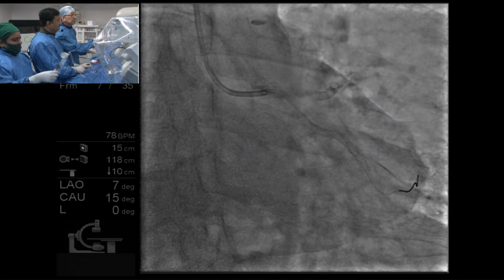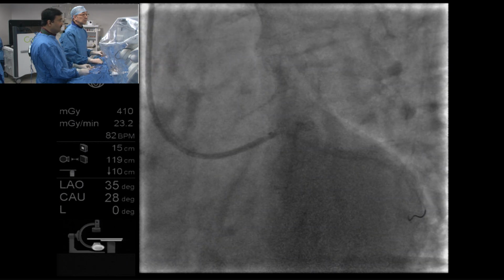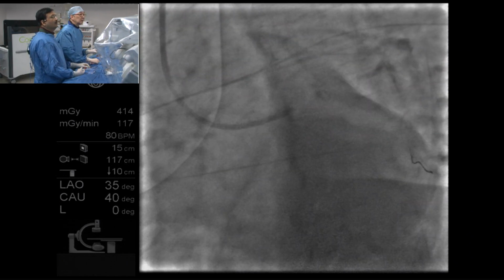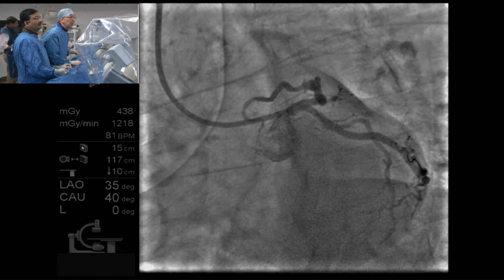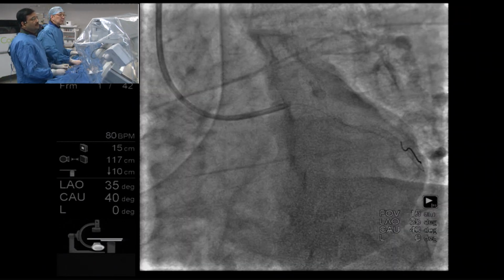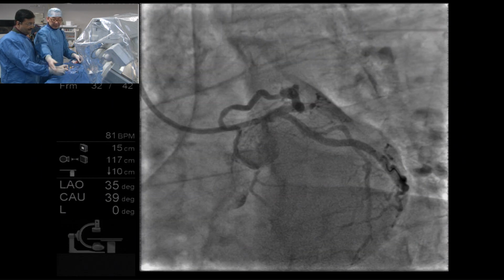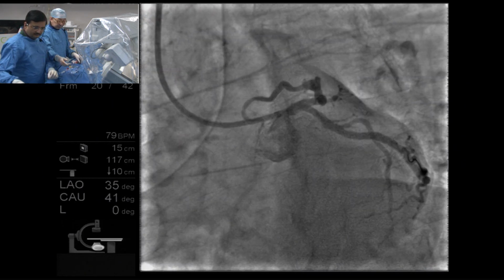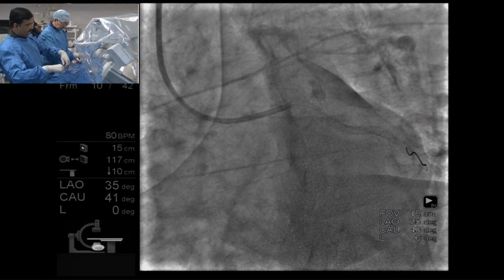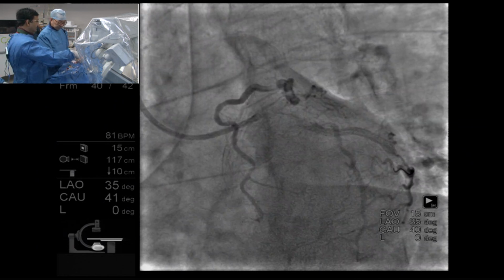Shall we do IVUS now, Tak? Because the proximal part looks not fully deployed. Okay. Yeah, we can do an IVUS here now. Looks good. We can do an IVUS for QS.